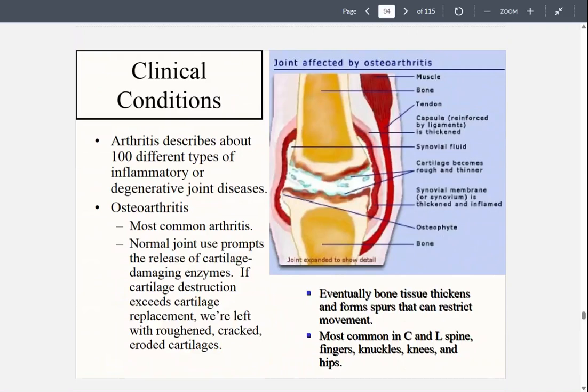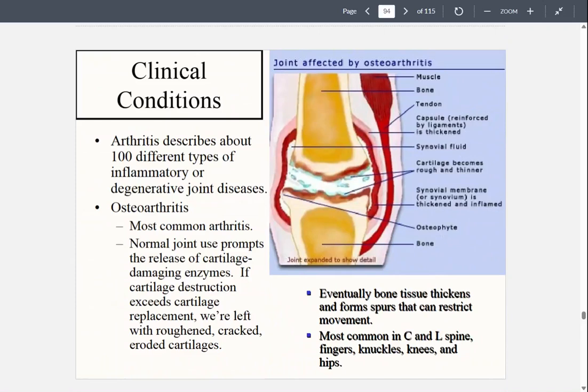One of the most common types of arthritis is going to be osteoarthritis. This is typically going to occur in, we see it frequently in knees, we see it frequently in the cervical and lumbar spine, we see it in fingers, specifically the knuckles, but we also see it in the hips. That's some of the most common places. What ends up happening is osteoarthritis is also typically referred to as a normal wear and tear arthritis.